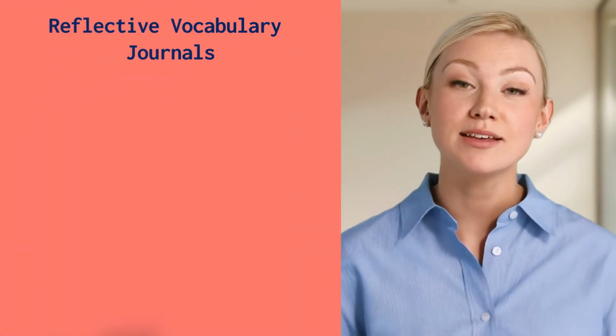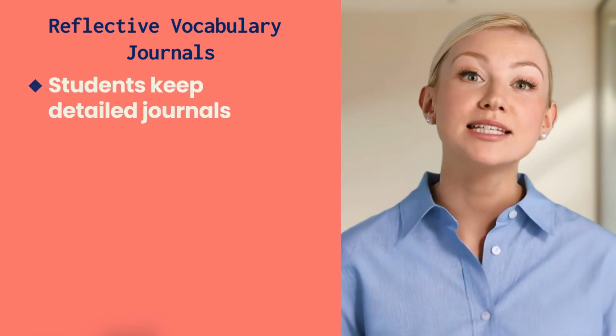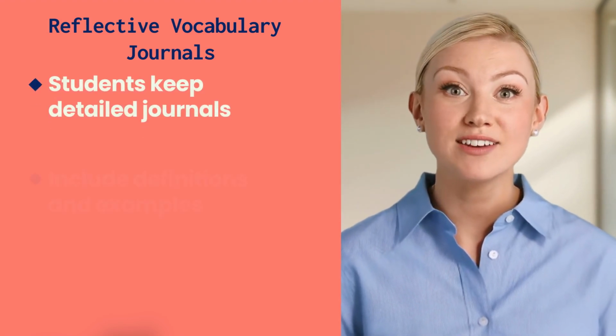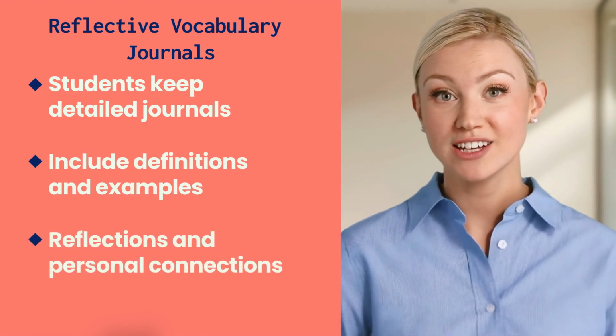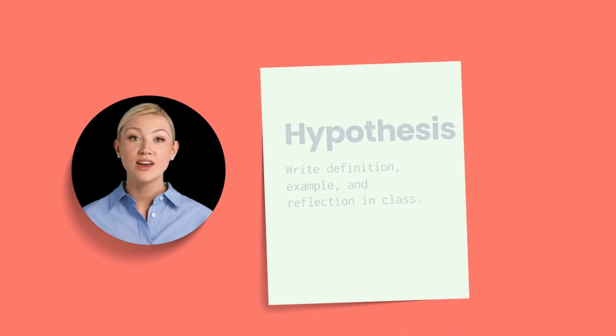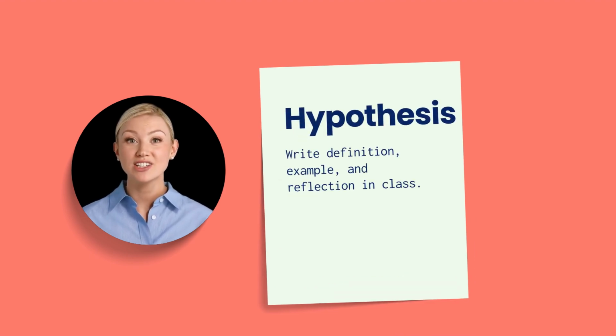Use reflective vocabulary journals. Have students keep detailed vocabulary journals with definitions, example sentences, reflections, and personal connections. For example, for the word hypothesis, students can write the definition, an example sentence like, "My hypothesis is that plants grow faster in sunlight," and a reflection on when they used the word in science class.